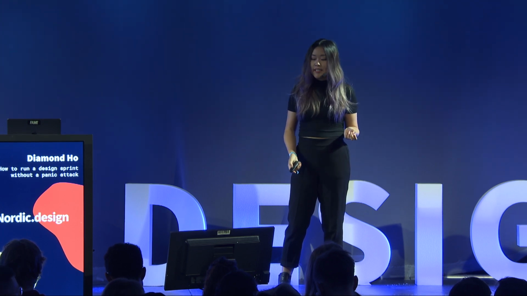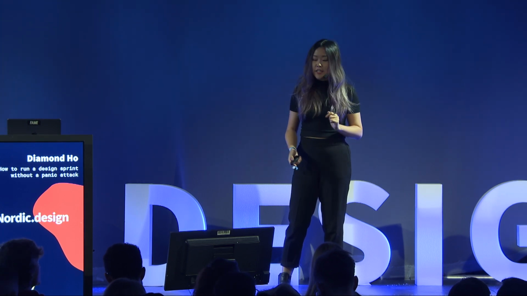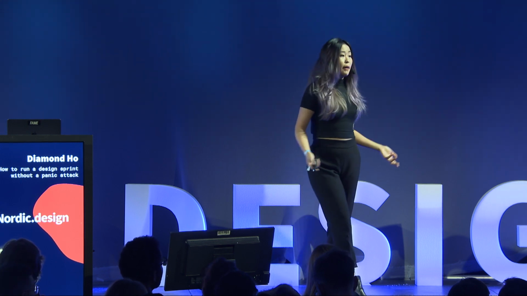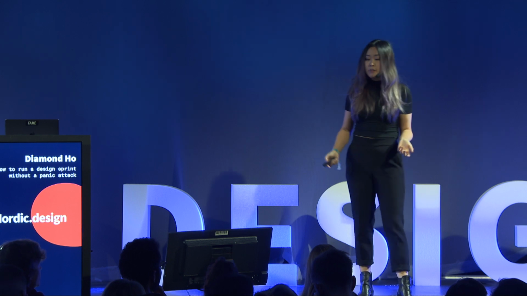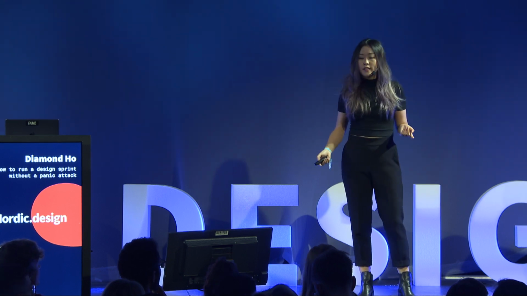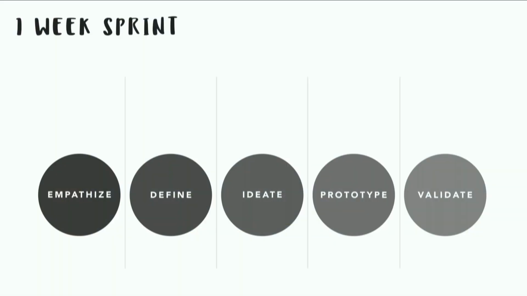When it comes to the day-to-day, figure out your daily agenda. So one way to think about it is we have 5 phases of design thinking, right? You can actually break them up into a 1-week sprint where each day you focus on a specific theme. So the first day is to empathize, the second day is to define, et cetera, et cetera.